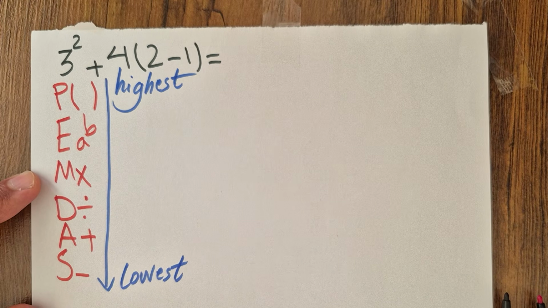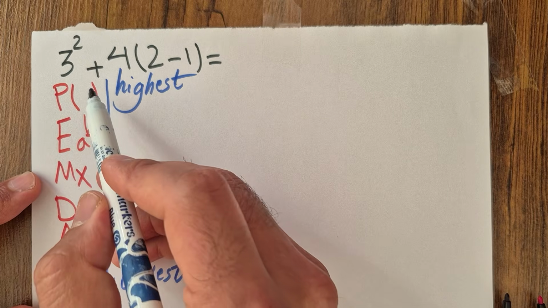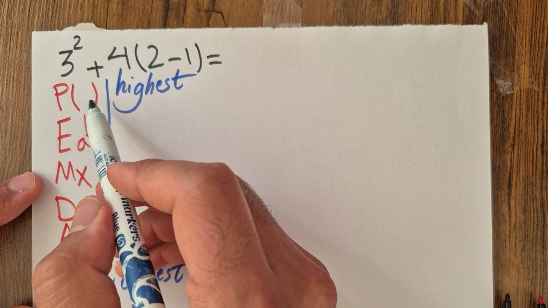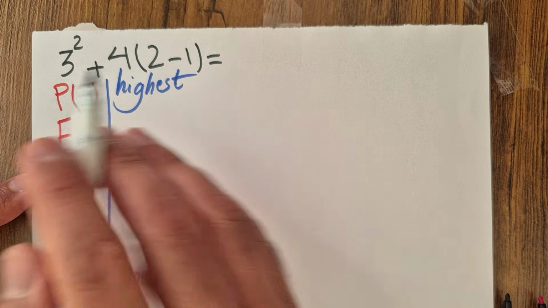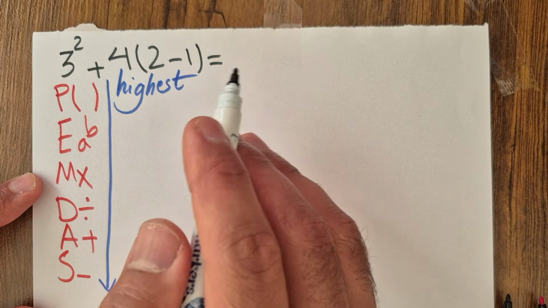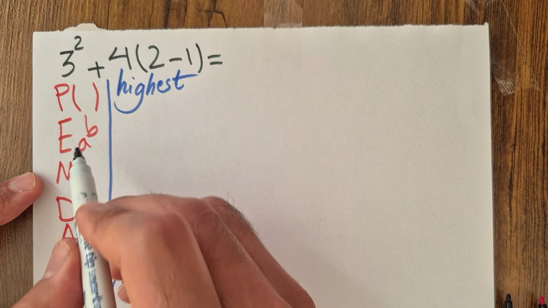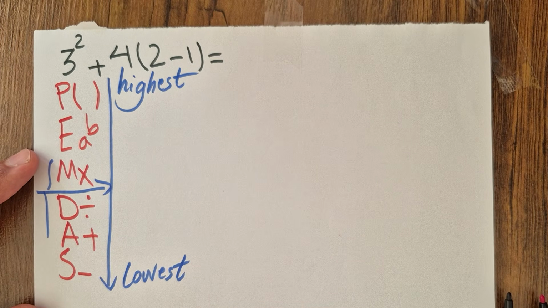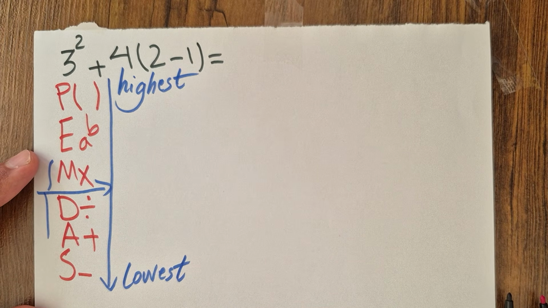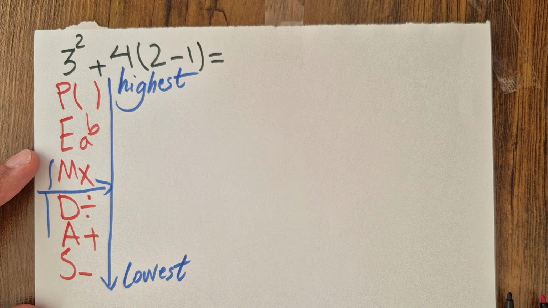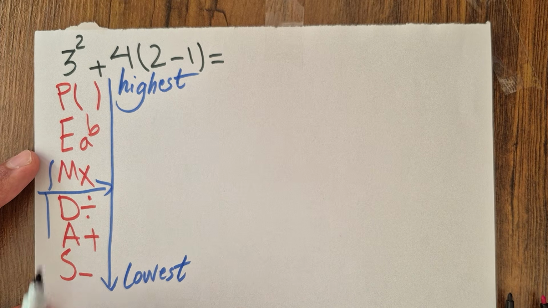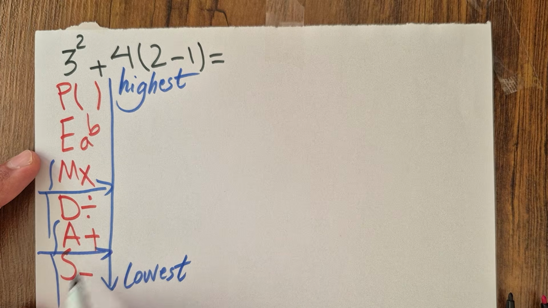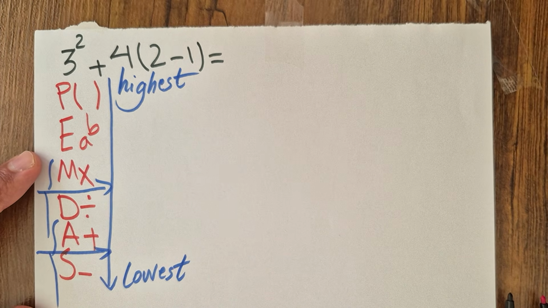What PEMDAS tells us is you must go for parentheses at first, before any other thing, before anything else. Then go for exponents, then go for multiplication and division from left to right. So keep in mind, they have the same priority and precedence. So MD or DM does not matter. And finally, go for addition and subtraction.